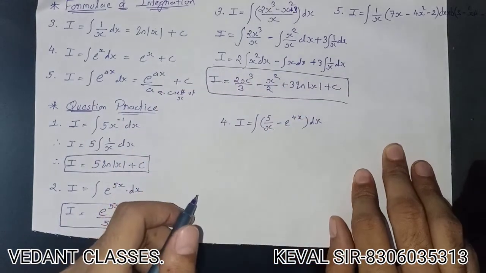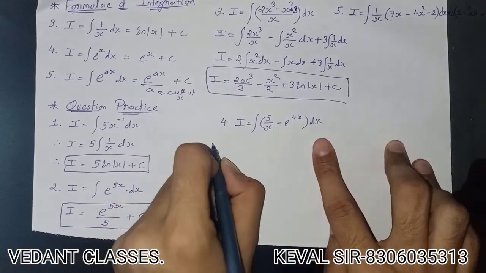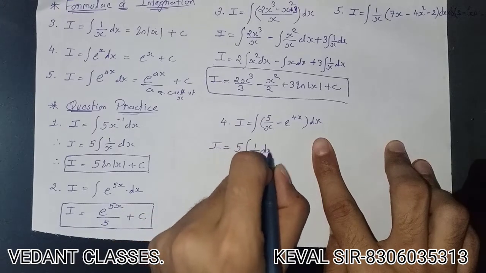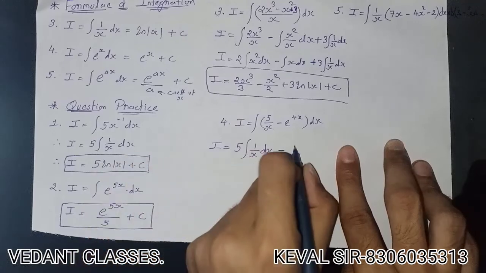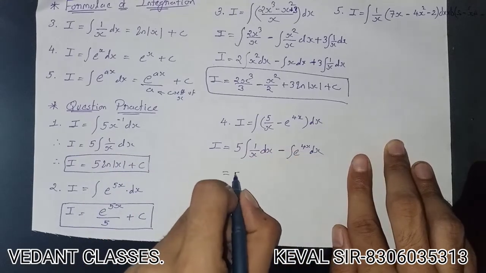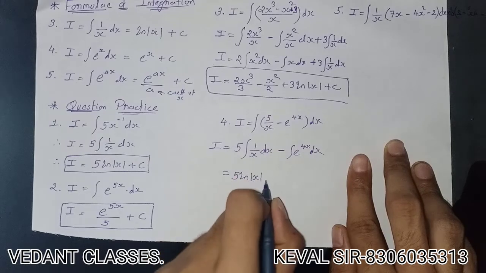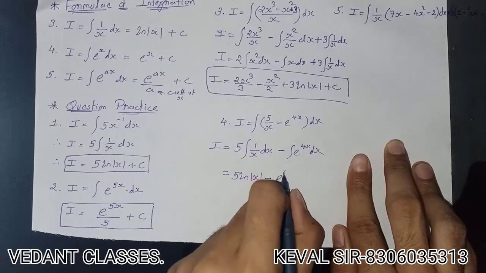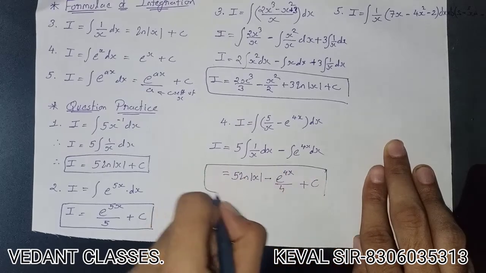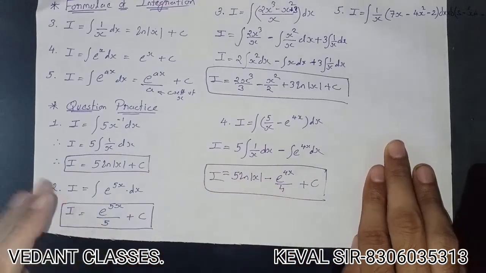That's all. The next one. Okay, see in this question you just need to take 5 out of the integration. So this will be 1 by x dx, and this will be minus integration of e raised to 4x dx. So this will be 5 ln mod x minus e raised to 4x upon 4 plus c. Okay, so just apply the formulas accordingly.